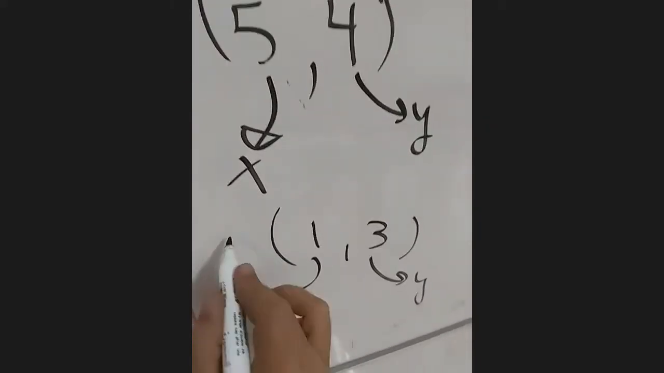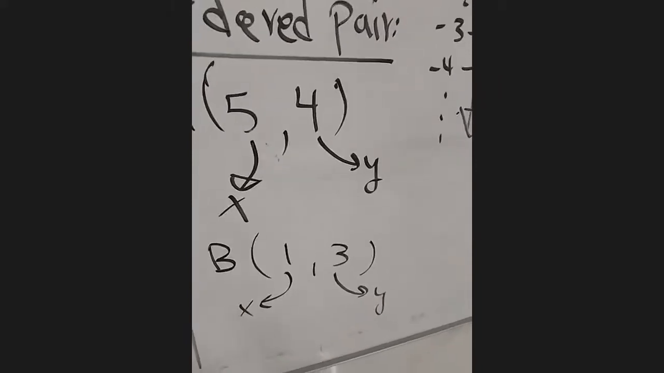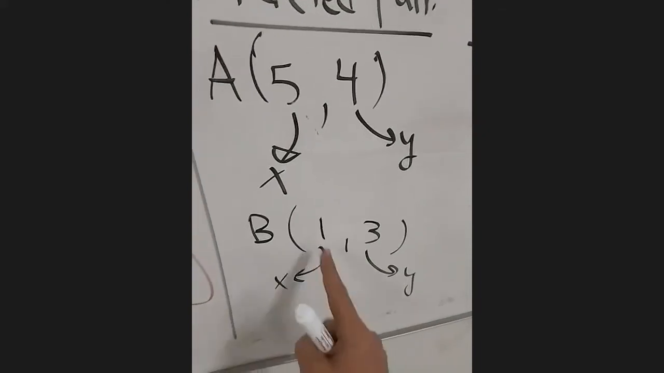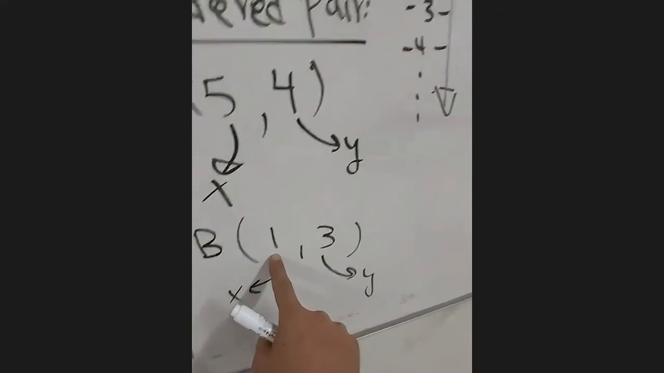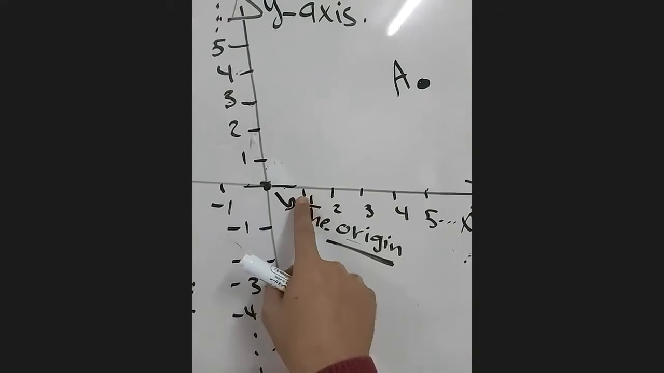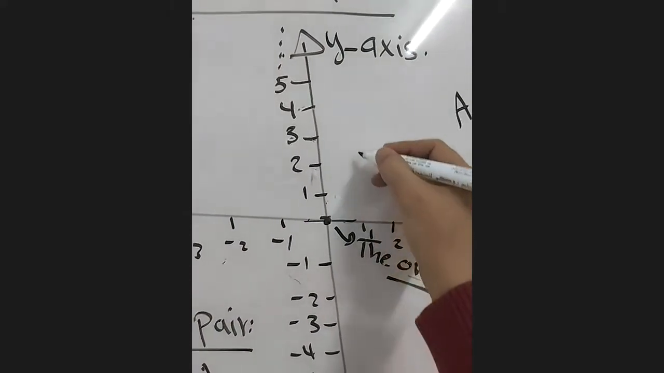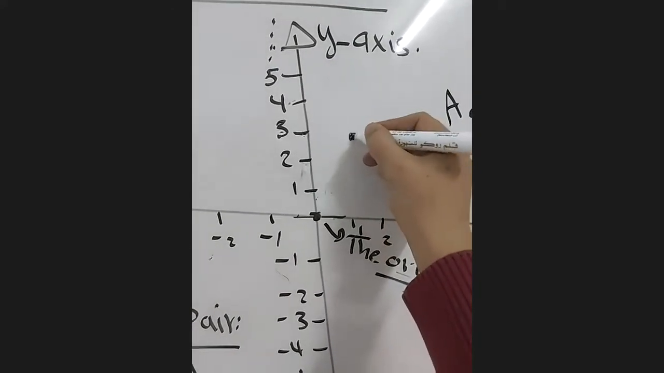Now let's plot the second point. I will call it B. Now here we have 1 in x and 3 in y. So I will go to the x-axis and search for the 1. Where is the x-axis? The horizontal one, and this is the 1. Okay, this is the 1. Now the second number is 3 for y. So from the 1, I will go up until I get 3 in y, see? And I put my point here. This is point B.